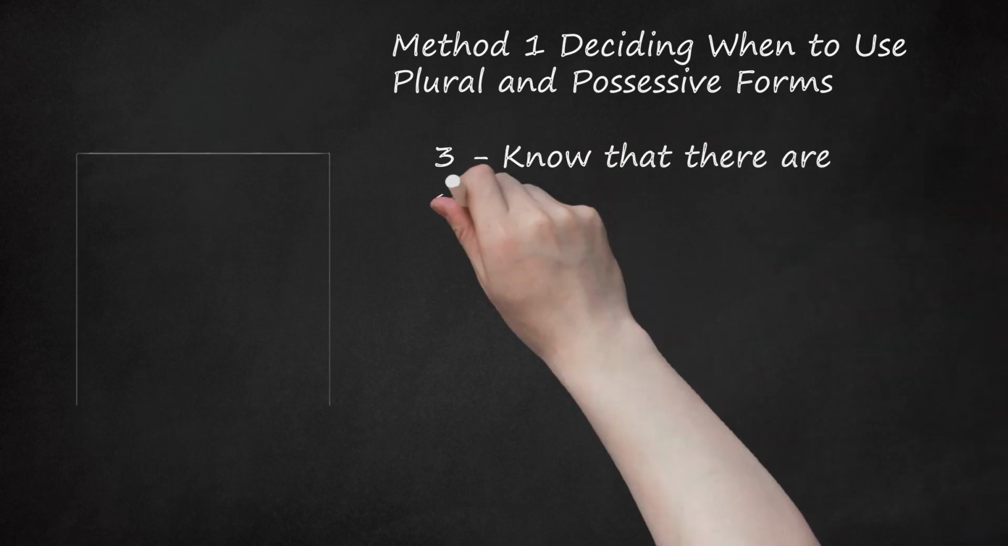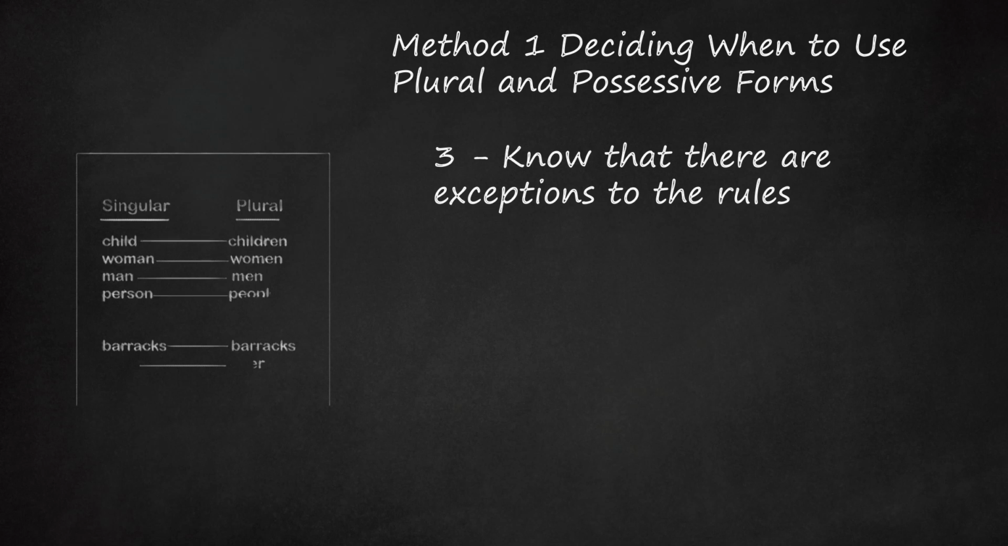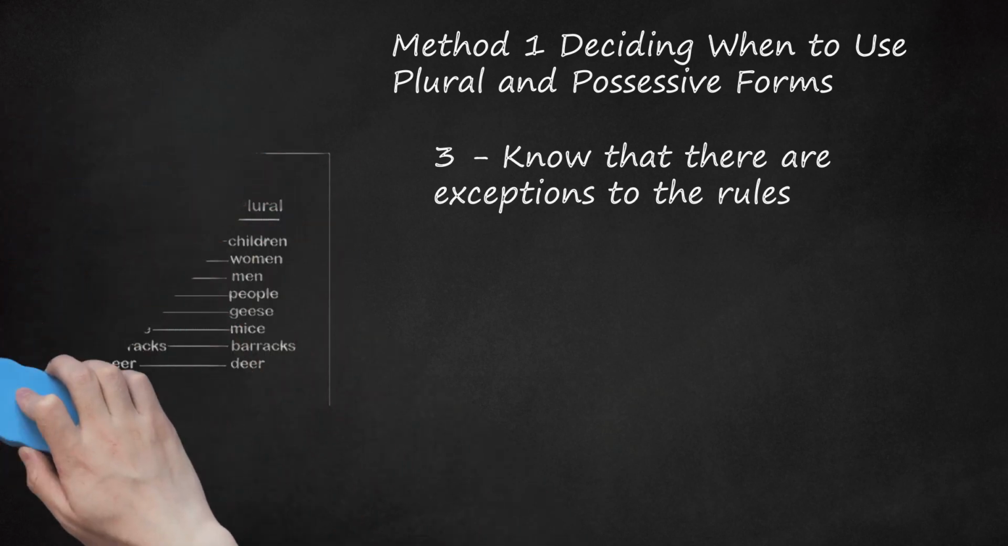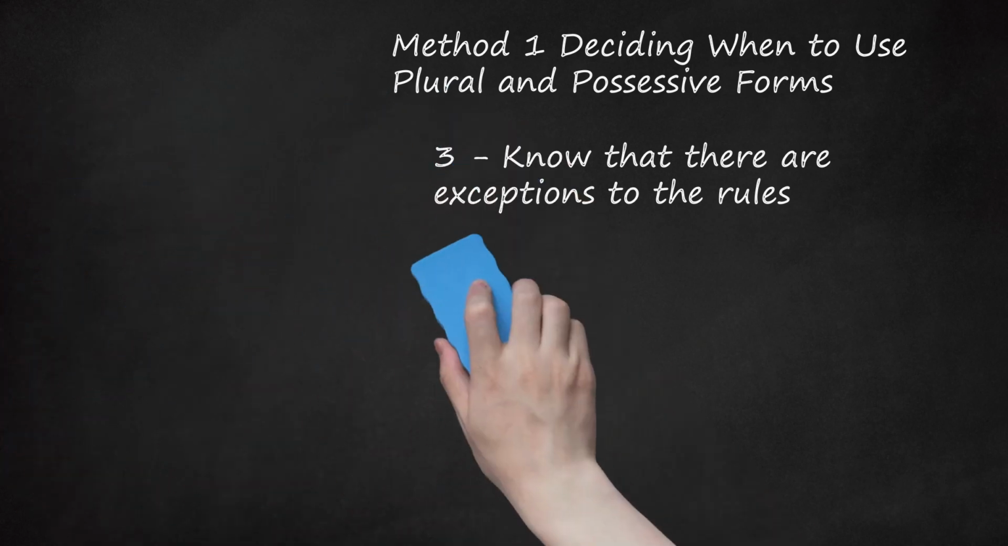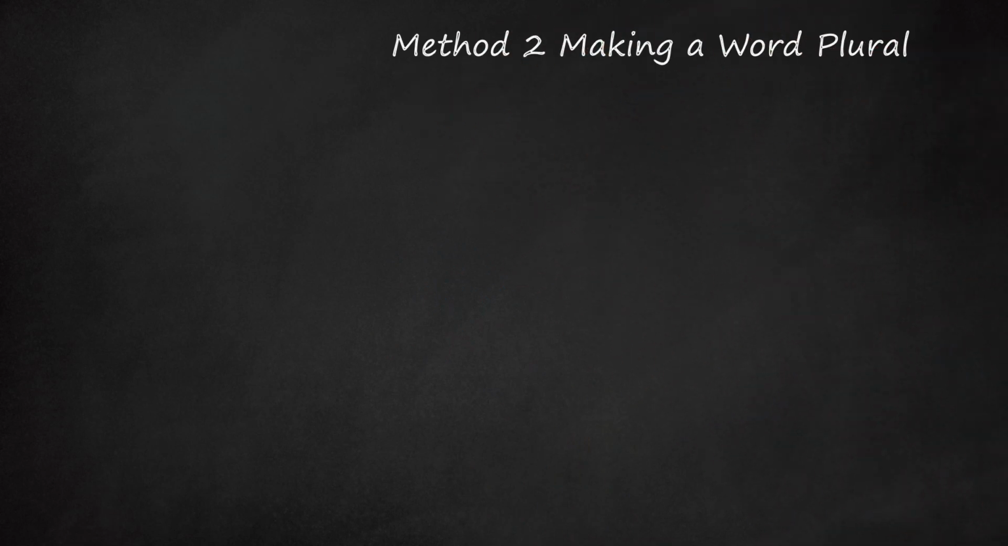3. Know that there are exceptions to the rules. Most words will follow the basic guidelines for transforming a word into a plural or possessive form. However, there are some words that do not follow the rules. It takes time and practice to identify if a word is an exception. Having a quality dictionary is helpful in these situations. Method 2. Making a word plural.